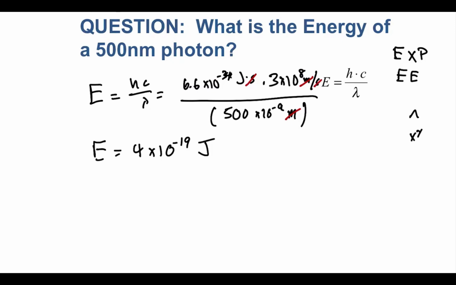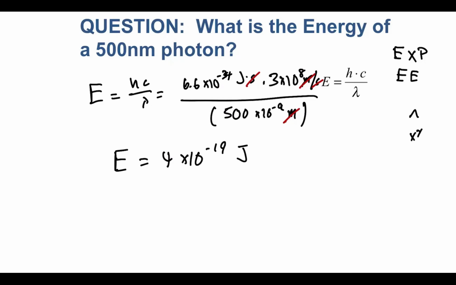Is this a lot of energy? The answer is no. It's a very, very small amount of energy. In fact, how small is it? Well, a 60-watt light bulb gives off 60 joules every second. That's what a watt is. It's a joule per second.